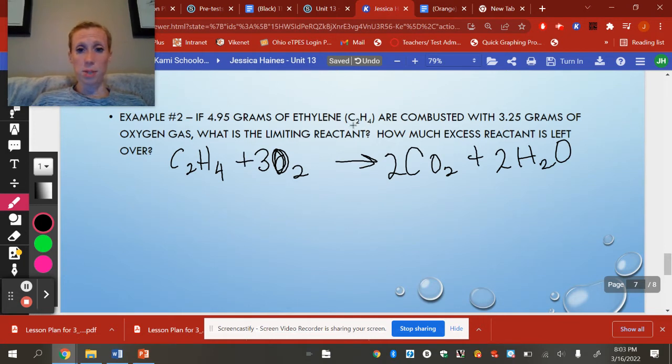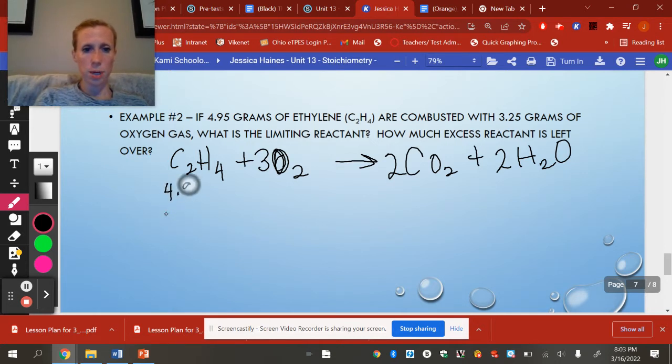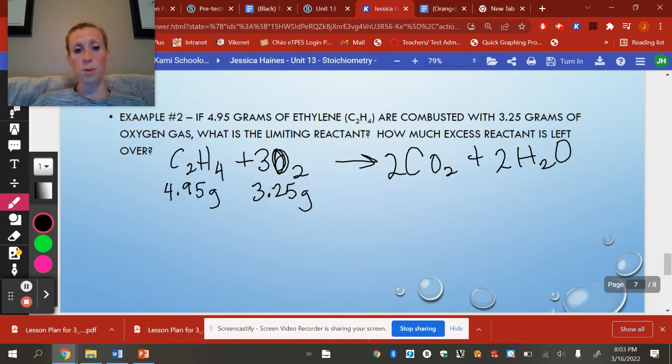I identify my numbers. I put them where they go. So I have 4.95 grams of the ethylene, 4.95 grams of this, reacts with 3.25 grams of oxygen, 3.25 grams of this. So again, we're trying to figure out which of these two things runs out first. In this particular problem, they're asking us what is the limiting reactant and how much excess reactant is left over. Okay, so they're asking us those two questions. They're not asking us what's the excess reactant, but obviously you have to identify that in order to answer the second question.